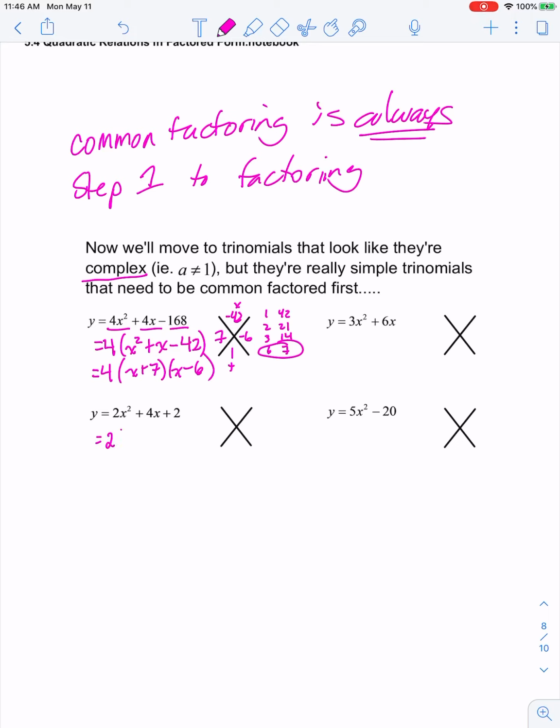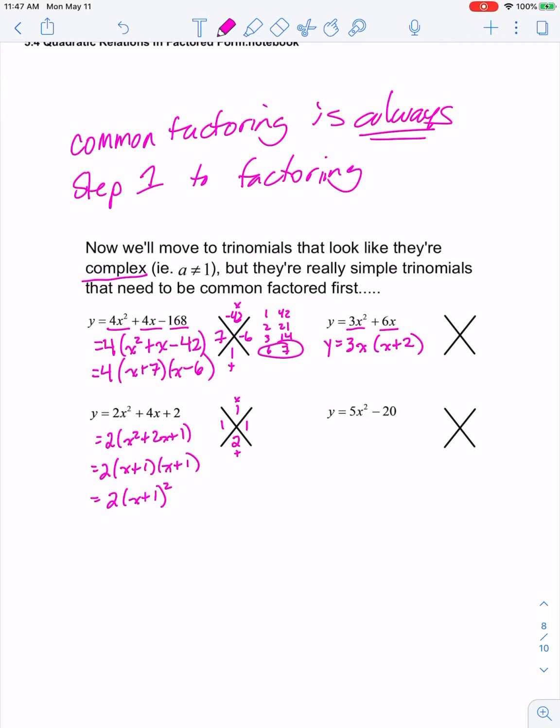So this is 2x squared plus 2x plus 1. Multiply to give me 1, add to give me 2. It's going to have to be 1 and 1. So that's 2 times (x plus 1)(x plus 1), and so we can write that one as 2 times (x plus 1) squared. This one, these both are divisible by 3, and they both have x's in them, so that can be 3x times (x plus 2), and we're done.